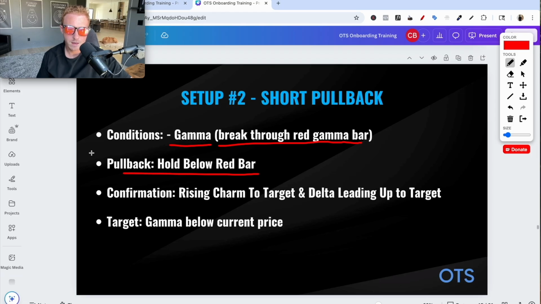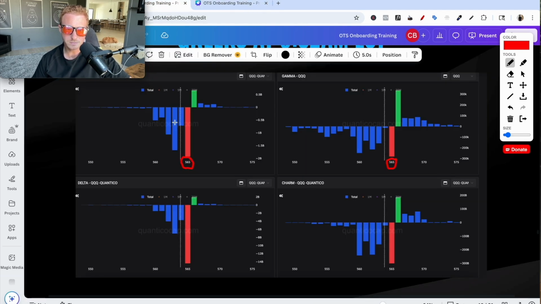Okay. So yeah, the most ideal setup is we hold below the red bar and we take the sell signals, right? Or we can even pull up to the red bar and take that sell signal. Basically the break and retest, right? Confirmation: rising charm to target and delta leading up to target. Well, let's figure out what the target is first. Gamma below current price. Okay, so if we look at this chart, where's the gamma below price?